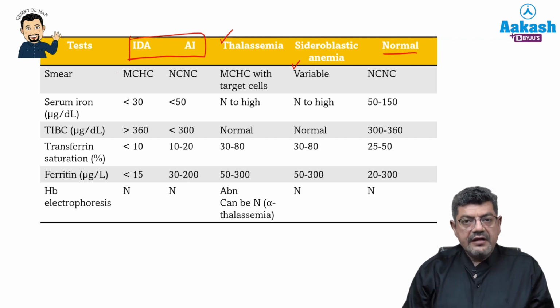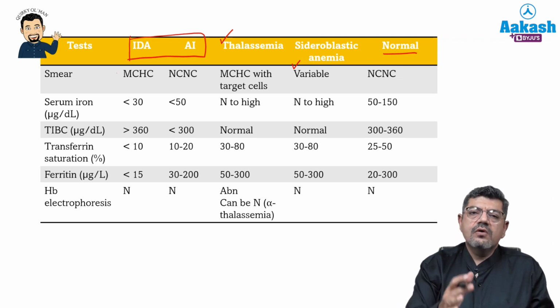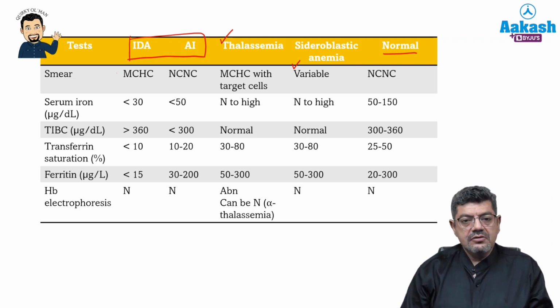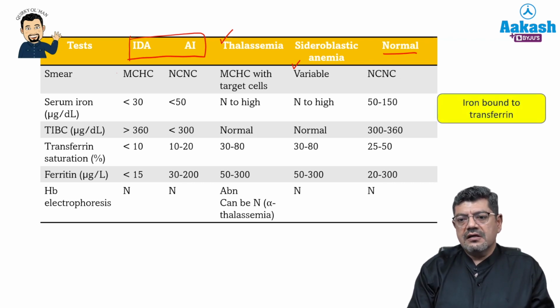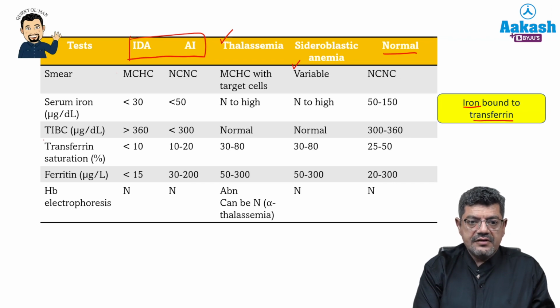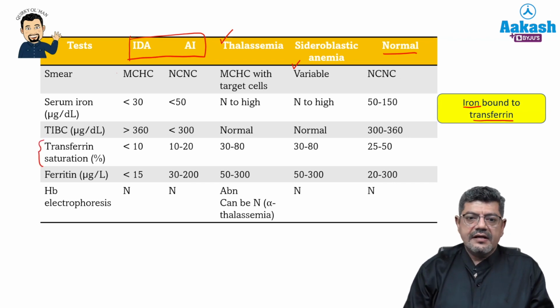Now, before we delve into how to distinguish, let's look at what each of these represents, right? The smear, of course, is the smear itself. What does the serum iron represent? The serum iron in the serum is transported bound to transferrin. So the serum iron concentration is a reflection of the amount of iron that's bound to transferrin. It's not the same as transferrin saturation, mind you. This is something else. I'll come to that, right? So what is serum iron representative of? It is representative of the iron bound to transferrin in the serum, right?